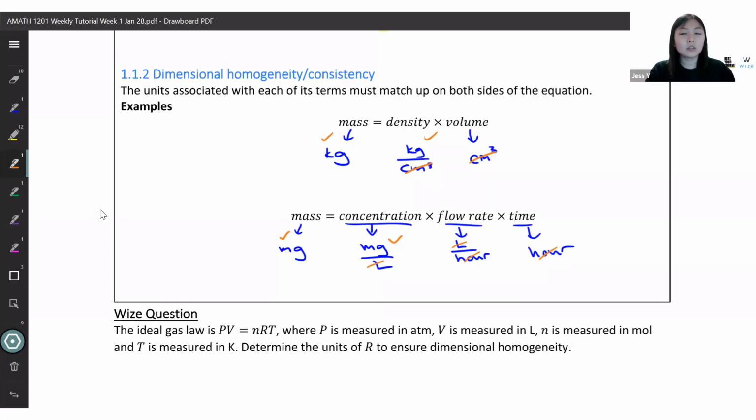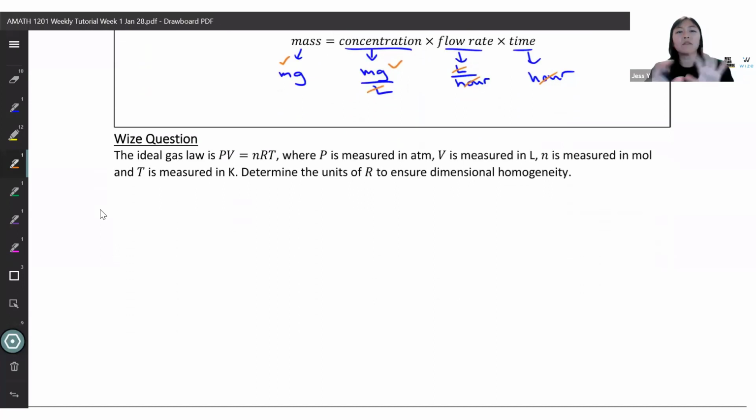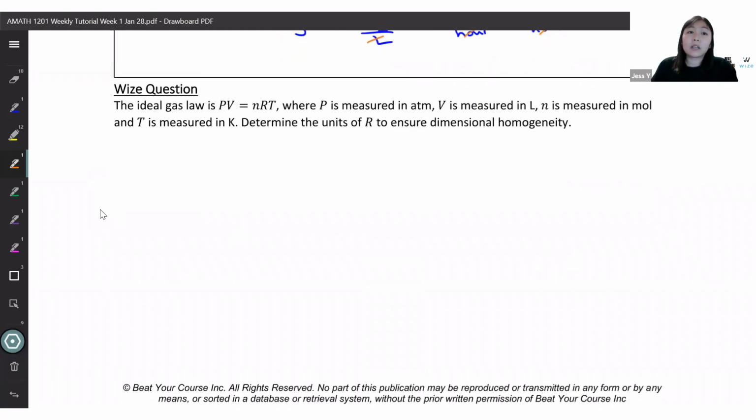So the types of questions you guys could see on the test, and you've seen some variation of this on the weekly quizzes already, is something like this. Let's say you have the ideal gas law, PV equals nRT, and I'm telling you P is measured in atmospheric pressures, ATM, V is measured in liters, that's the volume, n is the number of moles, and T is measured in Kelvin, it's temperature, right? We want to determine the units of R, okay, to ensure dimensional homogeneity. So meaning that the left side of the units have to equal right side of the units.